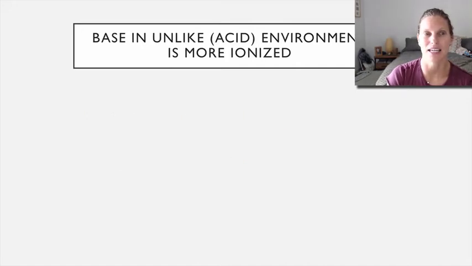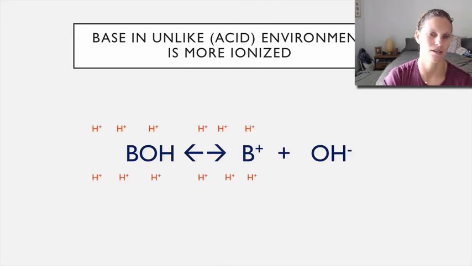A base in an acidic environment, like the stomach, you put morphine in the stomach, it does not get absorbed there. It's going to ionize in there, and those ionic components would be repelled by the cell membranes that line the walls of the stomach.